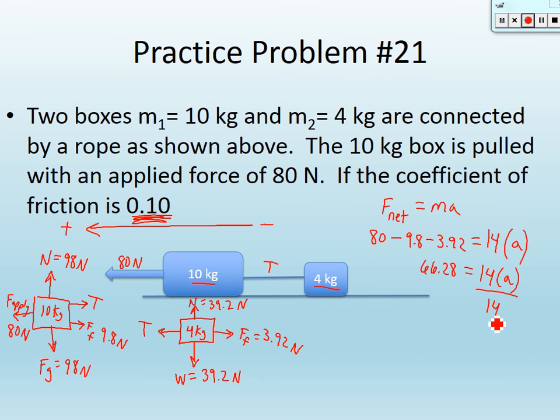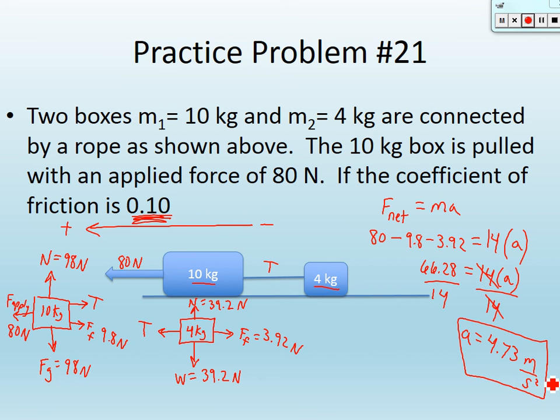Divide both sides by 14. Cancels there. So the acceleration of this system is 4.73. What's the units for acceleration? Meters per second squared. Okay, can anyone verify that? Who got that? Okay, good job.